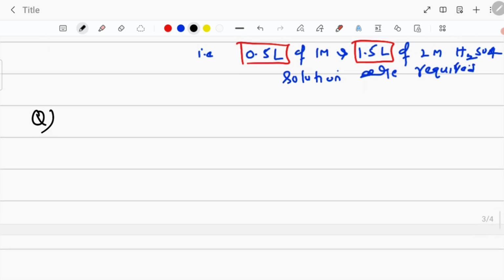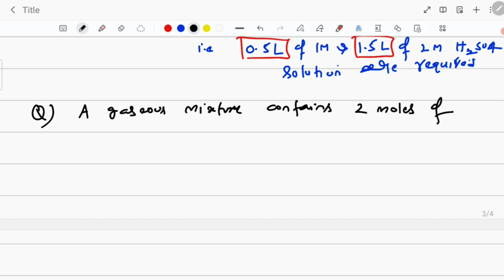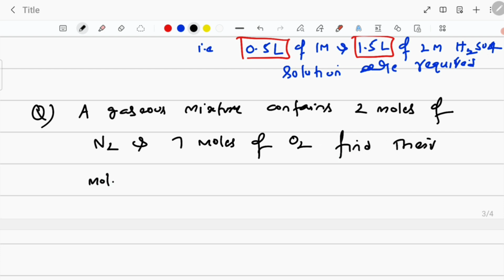See here. Here they gave one piece of information. See the question now. Easy, based on mole fraction. A gaseous mixture contains 2 moles of N2 and 7 moles of O2. They are asking here to find the mole fractions.